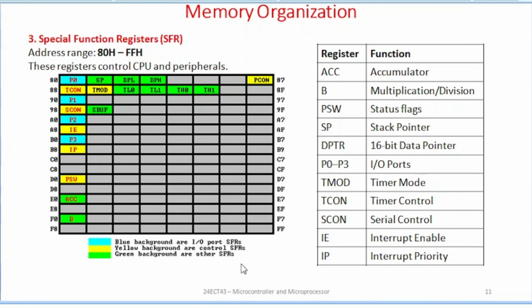The green shaded ones are the special function registers, denoting the B register, accumulator, serial buffer, timer 0 and timer 1 registers, stack pointer, and DPTR, that is DPL and DPH. In this one, we need to know about the stack pointer, which is an 8-bit register. It is used to keep track of the memory space where the important register information is stored.